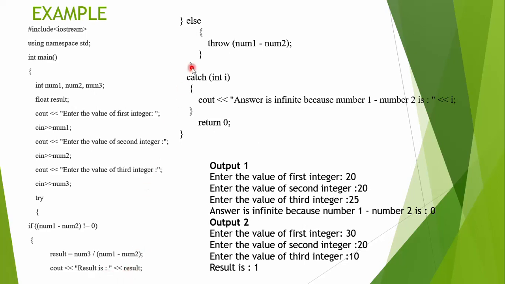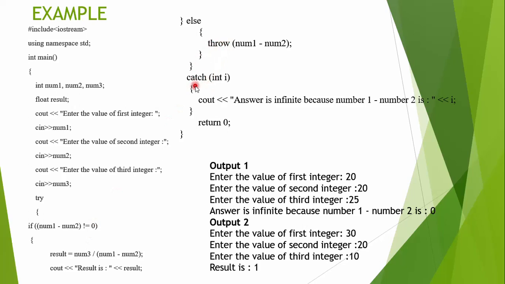the result, else it has to throw. Suppose I am getting 0 as the difference value, it will be thrown. So we will be using the keyword throw and the value. Here you are throwing only 0, num1 minus num2. If it is 0, it will be thrown. That is the condition here.